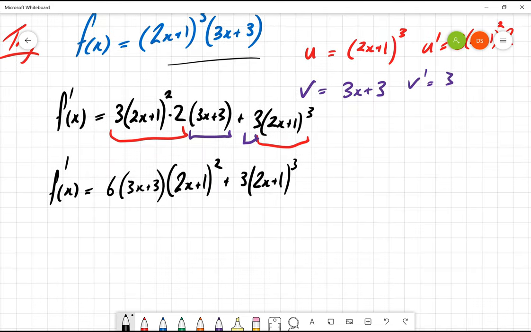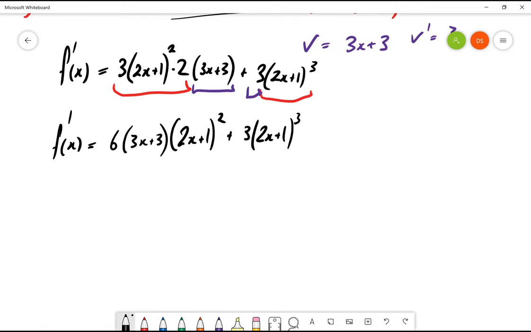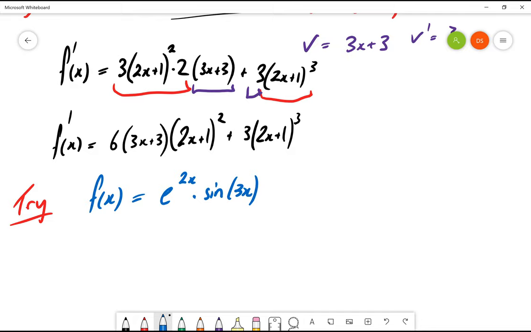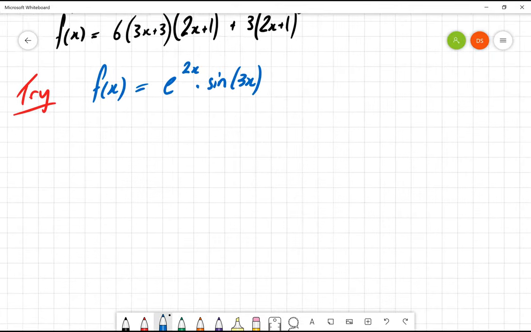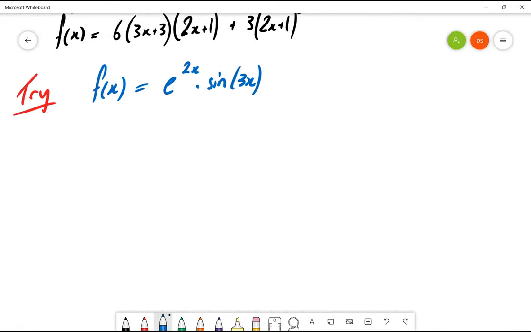Okay, so shall we try another one like this? Try this. Okay, and I want to see your answers in the comments. Even if I've done it, just type yours in anyway. And so my questions are e to the 2x times sine of 3x. Okay, so let's give that a go. What is the derivative of this going to be? And so, yes, you should have watched Tuesday's video before you came along, but let's see.